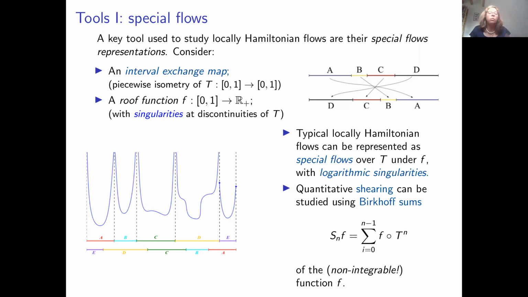And then you want to study Birkhoff sums. You want to study iterates of the function f composed with the interval exchange. The function is non-integrable. The derivative of the function is non-integrable, sorry, f prime. Understanding these Birkhoff sums is crucial to understand shearing and quantitative shearing. And this is one aspect, the very basic aspect.